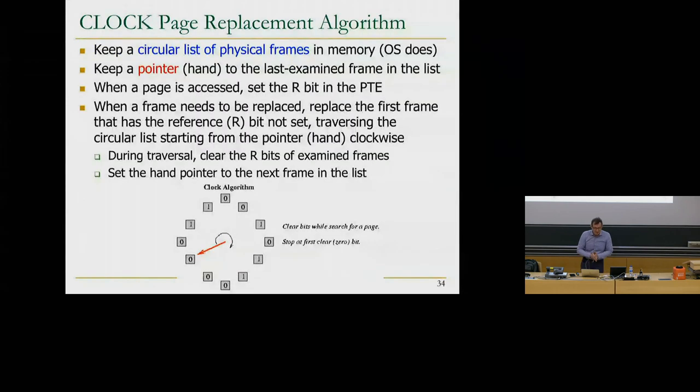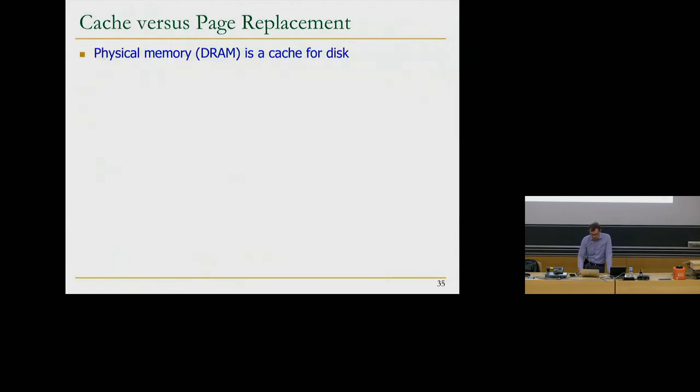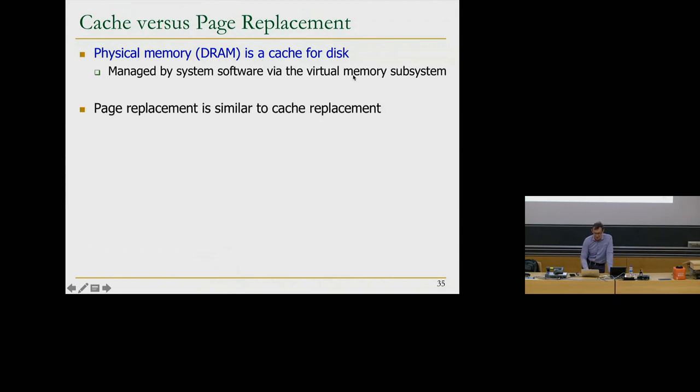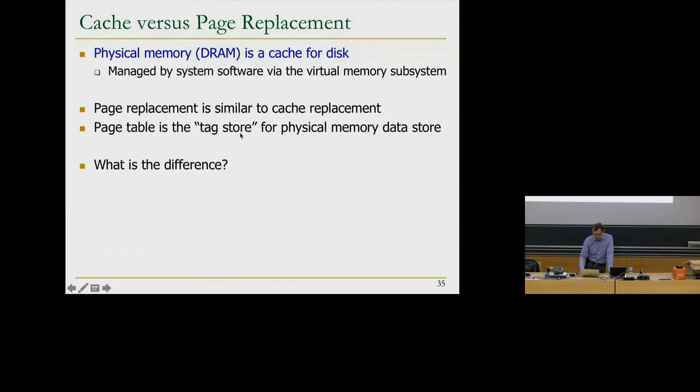Okay, so this is one replacement algorithm, actually. Basically, we're trying to replace a page from the physical memory. And it's essentially similar to cache replacement. You could use the same algorithm for a cache, for a set-associative cache. Actually, it works not so unreasonably for a large set-associative cache. But it shows that physical memory is a cache for disk. It's managed by the system software via the virtual memory subsystem. And page replacement is actually similar to cache replacement, but there are differences which we will talk about very briefly. So page table is really the tag store or physical memory data store, as I said.